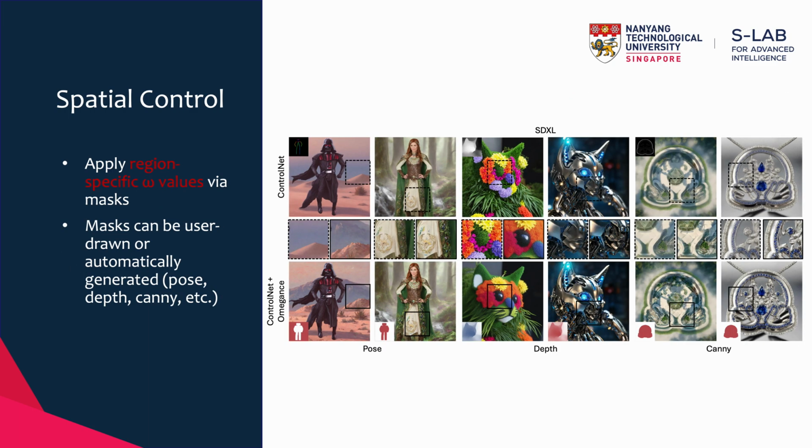Omegance can also be applied spatially. By using a mask, we assign different omega values to different regions. For example, we can enhance details in the foreground while suppressing textures in the background. These masks can be drawn manually or generated automatically from signals such as pose, depth, or edges.